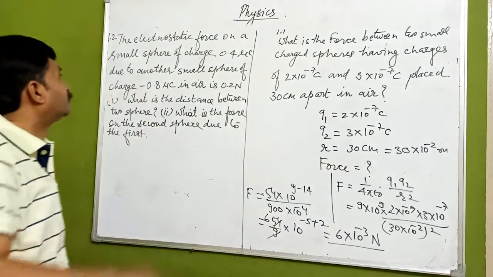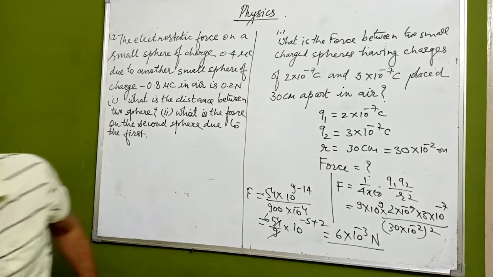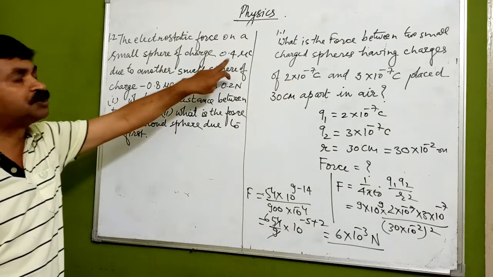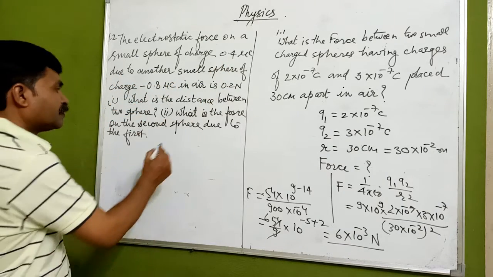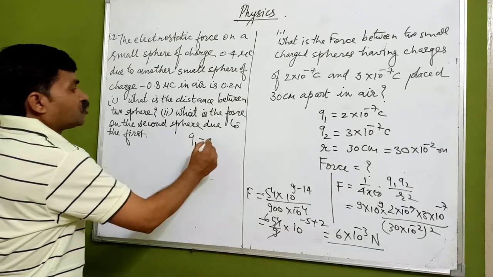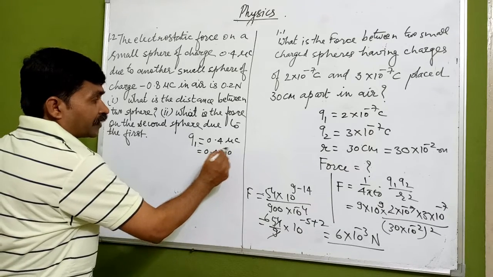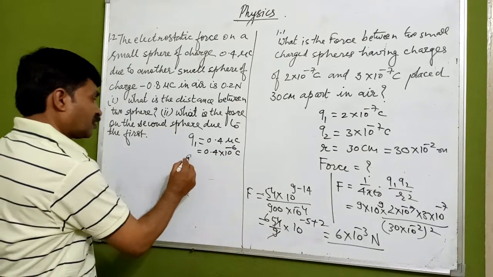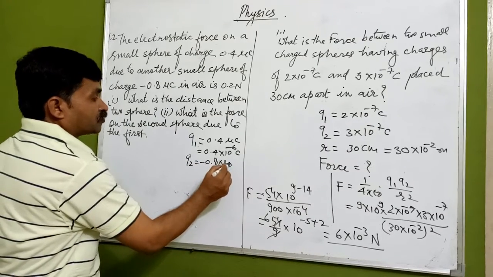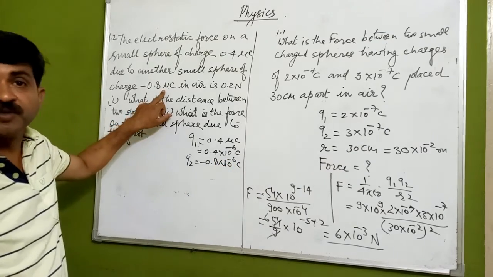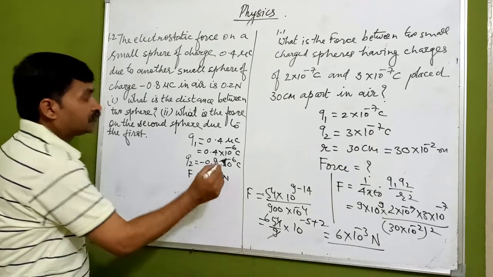Now we will go with another one. The electrostatic force on a small sphere of charge 0.4 microcoulomb due to another small sphere, means Q1 is also given to us, that is 0.4 microcoulomb. First of all, we have to convert it into coulomb. Another one, Q2 is also given to us, this is minus 0.8 into 10 raised to the power minus 6, because it is also given in microcoulomb. In air, force is also given to you, 0.2 Newton.